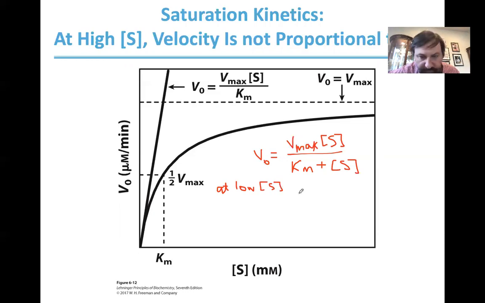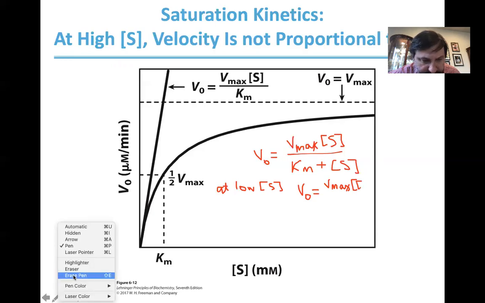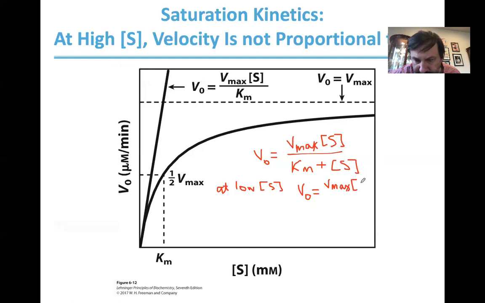At low substrate concentration, V naught will equal, now this term here, substrate concentration can be canceled, right? It's too small. And so V naught will be equal to Vmax times substrate concentration over Km. And so it's going to be this straight line here, right? So this straight line is going to represent the situation at which the substrate concentration is very small, right?